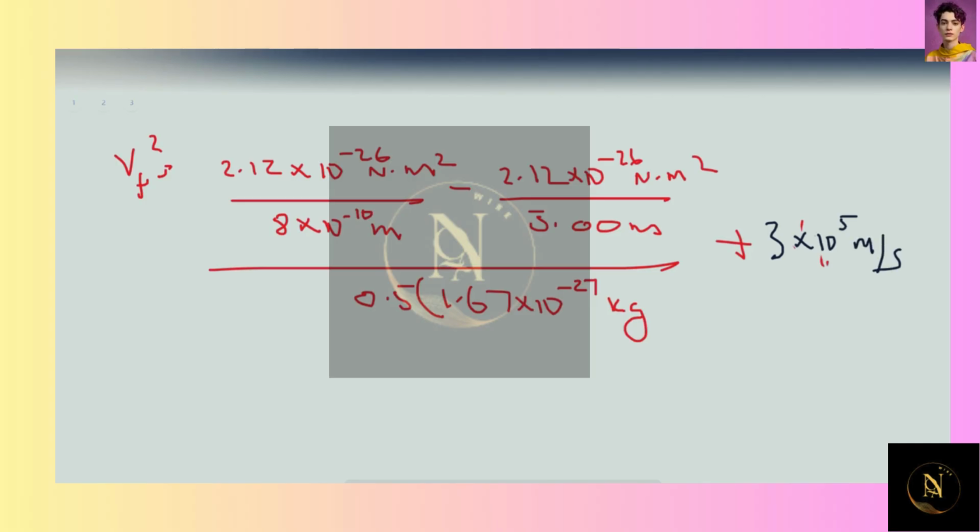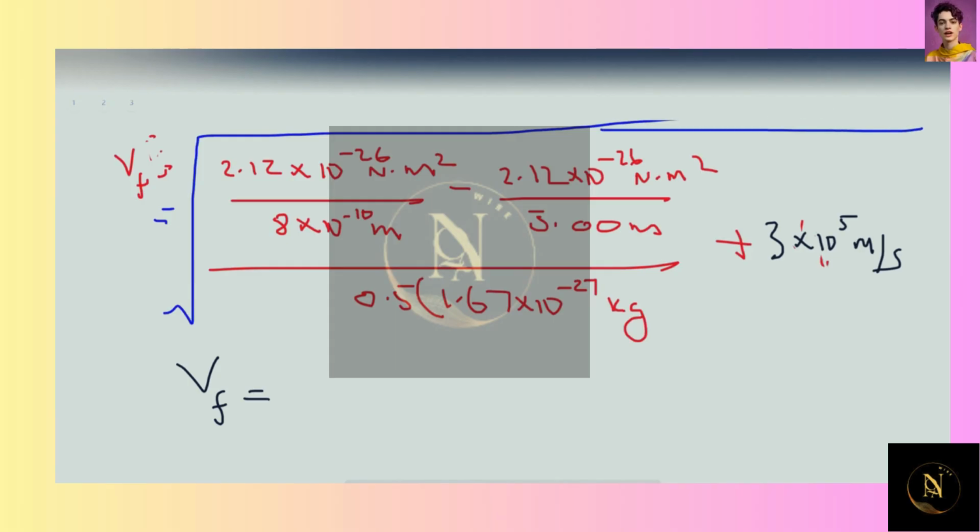This whole thing is V final squared, but we wanted to get the V final by itself. So that means we can ignore the square itself, as long as you remember to put the square root sign over all of that. Okay, so it's a whole process in trying to solve the problem.